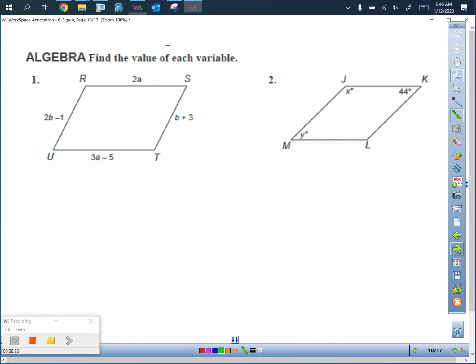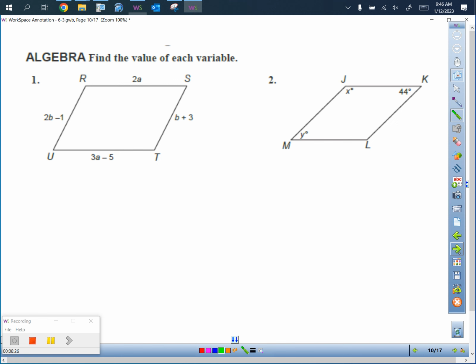According to the way I snipped this out, it doesn't look like this is a parallelogram. What is the title of your worksheet, though? What is the title of it? Parallelogram. So we kind of have to cheat a little bit and say, okay, this is a parallelogram. So they ask us to find each variable.